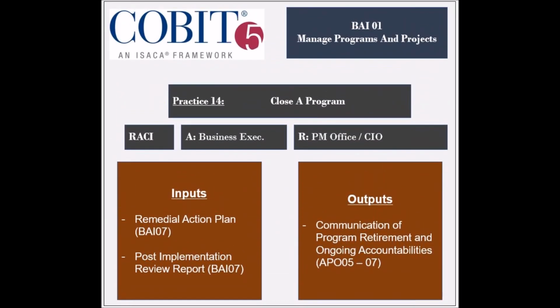The 14th and last practice is to close a program. The entities that are responsible for this practice include the business process owners, the project management office, and the chief information officer. The entity that is held accountable is the business executives. The practice receives the same inputs as the 13th practice, and generates 1 output, which is the communication of program retirement and ongoing accountabilities, to be used by the BAI05 and 7 processes.